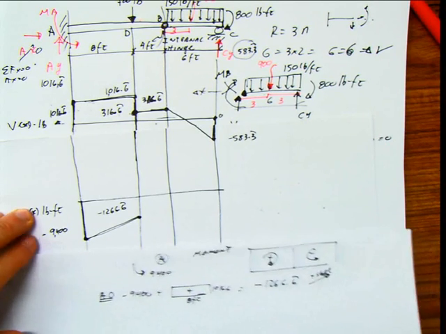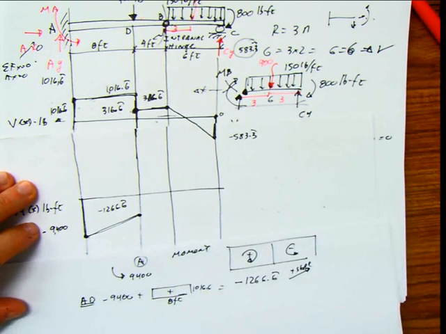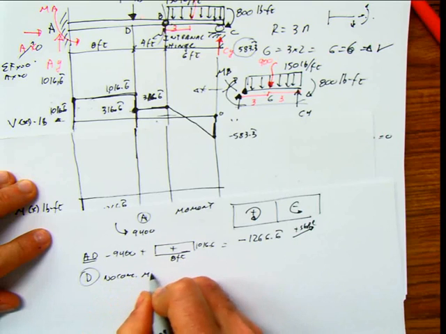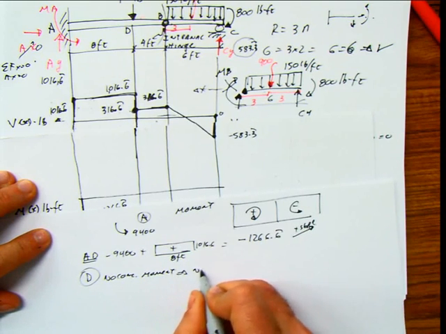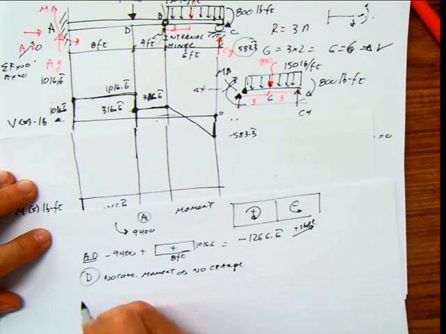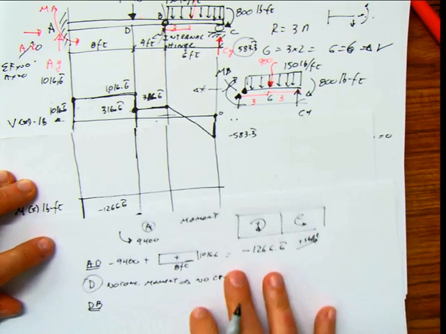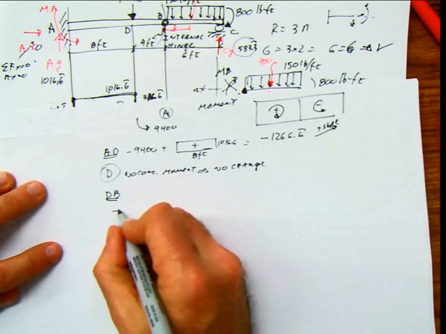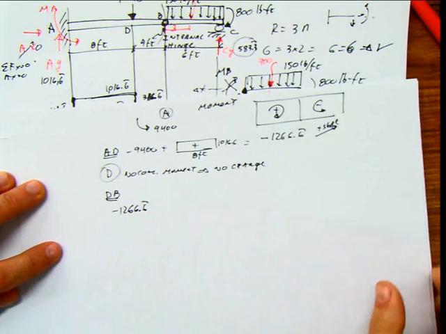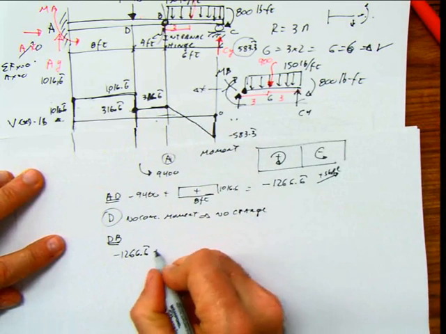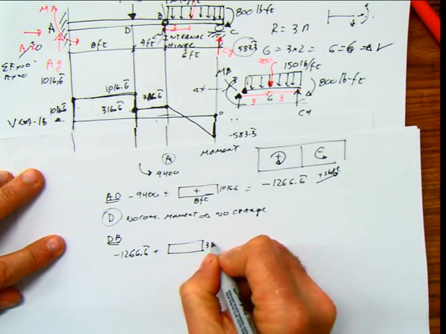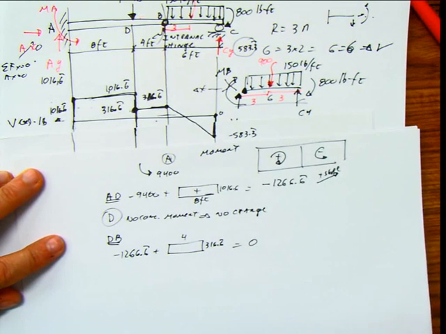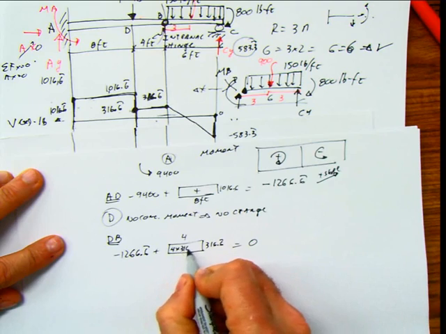Okay, now, keep going. At the point D, no concentrated moment, no change at that point. And then we go to DB, and DB, I have to get this value, which is negative 1266.6, and I have to add this little area, which is a positive area. This is 316.6, and this is 4. When I add this, I'm going to get 0. Remember, this is 4 times 316.6.